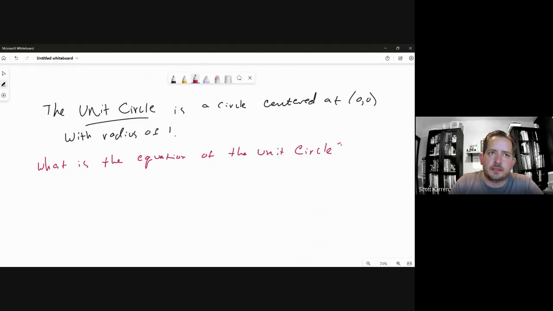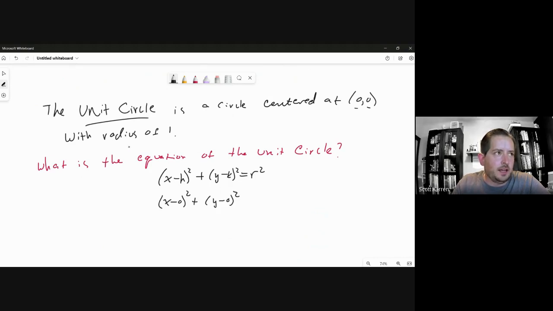So what is the equation of that unit circle? Well, we just plug what we know into the (x minus h) squared plus (y minus k) squared equals r squared. But if it's centered at 0, 0, then both h and k are 0. So that's (x minus 0) squared plus (y minus 0) squared. And I know the radius is 1, so r squared is 1, and so this equals 1.